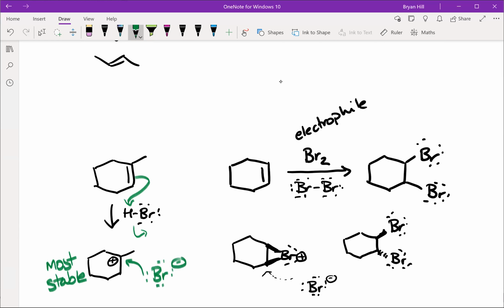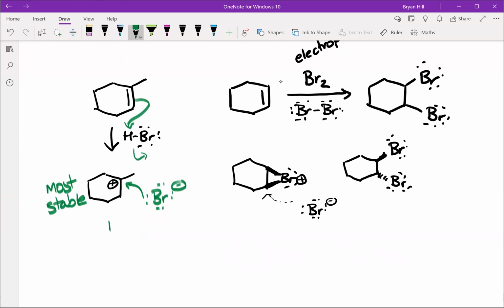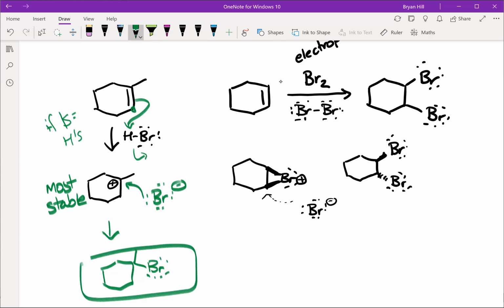And you would get your final product. So that would be the rich get richer, right? If dollars equals protons, this carbon here's got 1 proton, this carbon's got none, the rich get richer, you'd end up with this type of product.